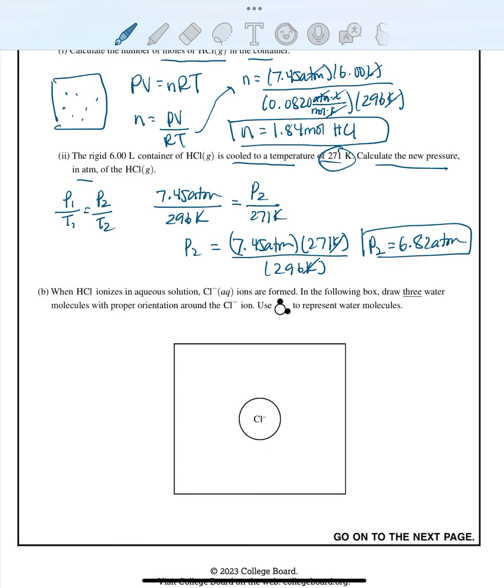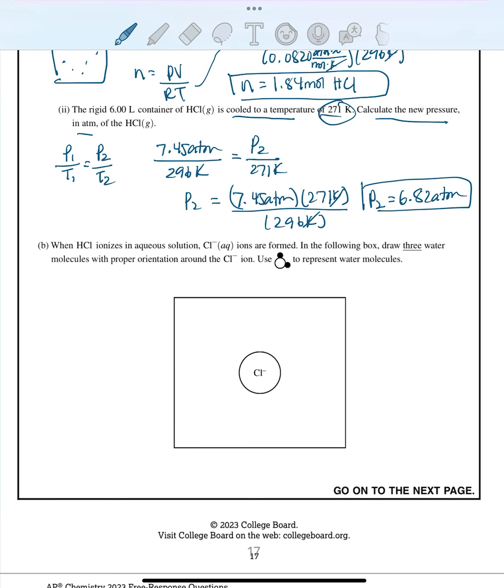In question B, it's a sort of molecular model or a diagram to show what's going on when we dissolve or ionize HCl in water in this aqueous solution. Chloride ions are formed as well as hydroniums, but that's not shown in the diagram. So in the box, we are asked to draw 3 water molecules with the proper orientation around the Cl minus ion, chloride. Use this to represent water molecules.